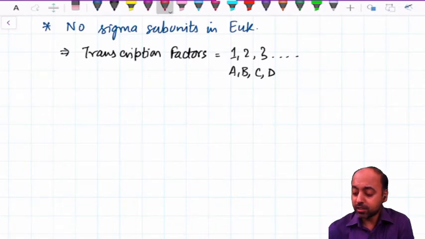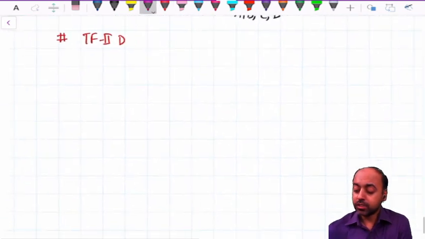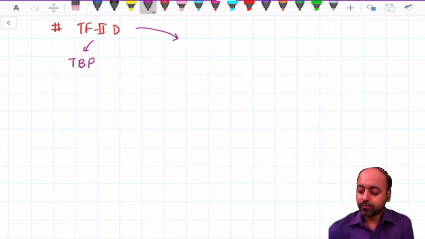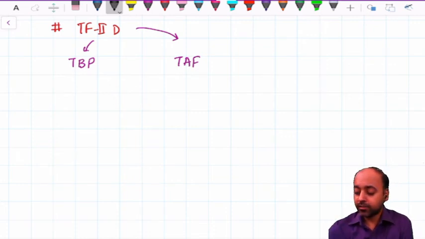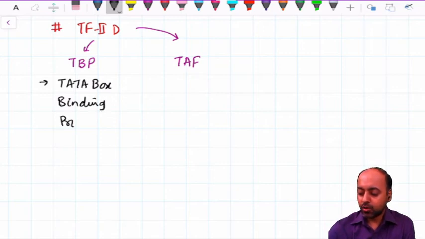Out of these transcription factors, one of the very important ones is what is known as the transcription factor 2D, which itself is made up of two components known as the TBP and the TAF. The TBP stands for the Tata box binding protein.